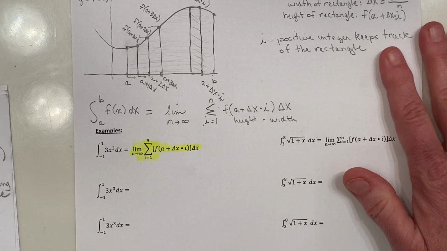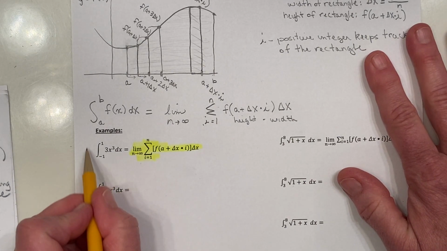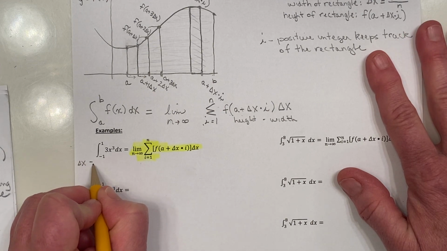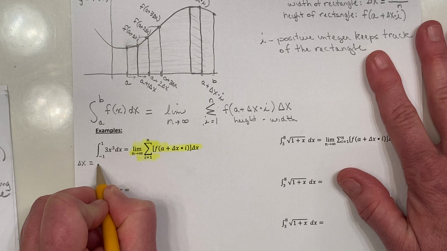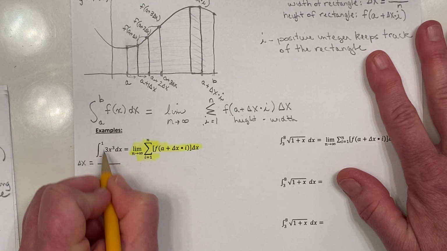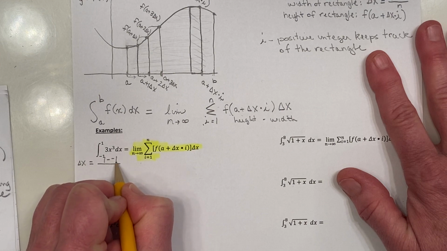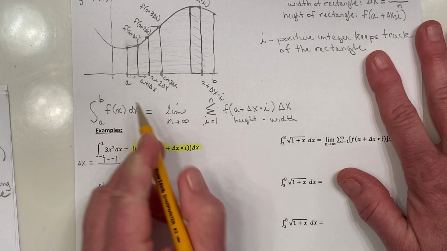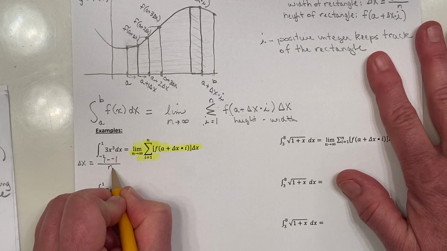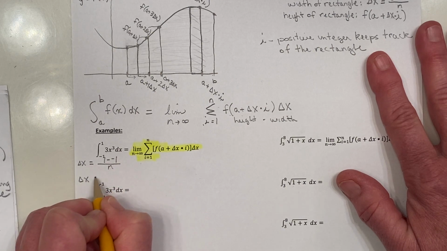All right, so for our example, what we're going to do is, first of all, based on this definite integral, let's define what delta x is. Well, the change in x is b minus a over n. So b is 1 minus -1. We don't know how many rectangles we're going to put in here. We'll call it n. So the change in x is 2 over n.